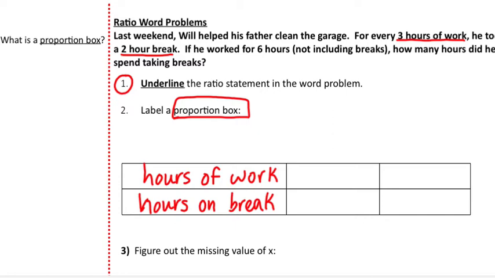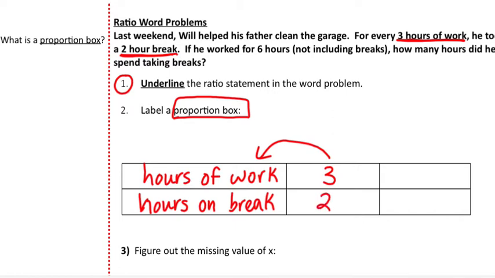The next thing we're going to do is we're going to write the ratio of work to break. And again, that's why we underlined the ratio statement. The ratio statement says we have 3 hours of work and 2 hours on break. So that tells us that the 3 is going to go next to the label of work because the 3 hours of work, it goes together.